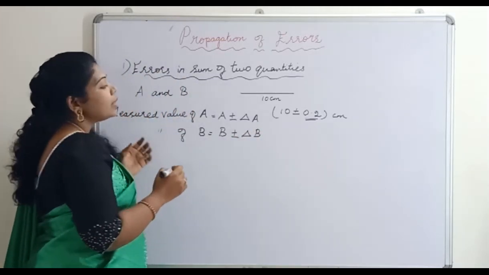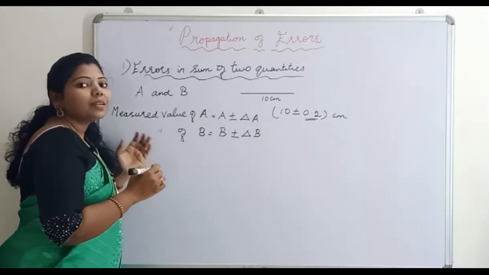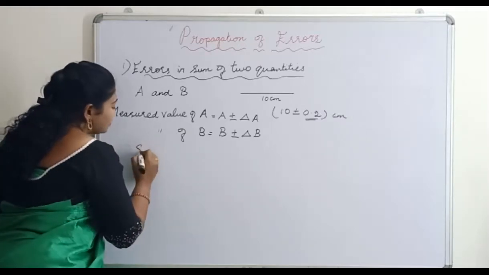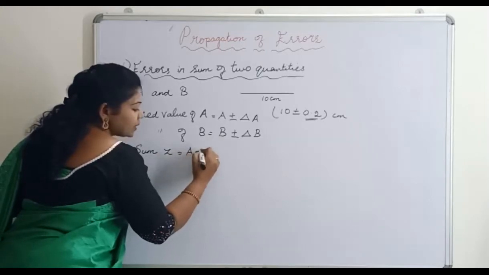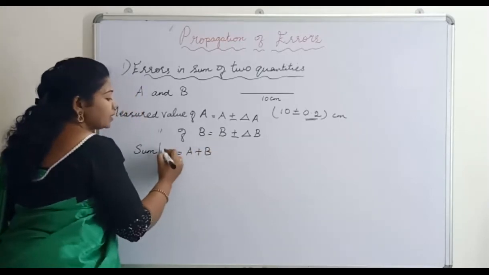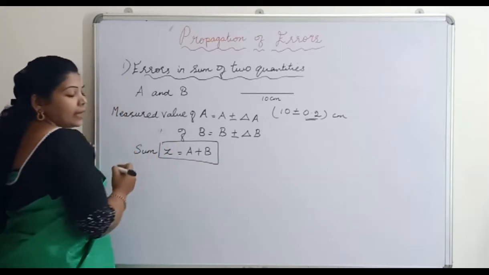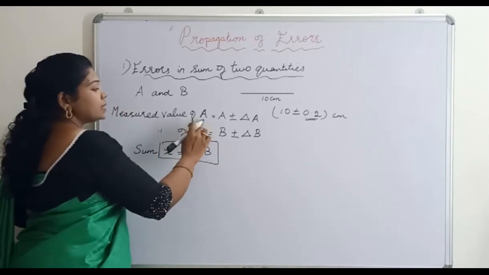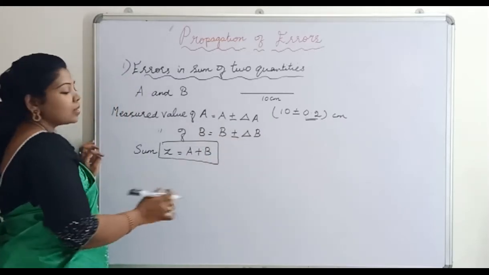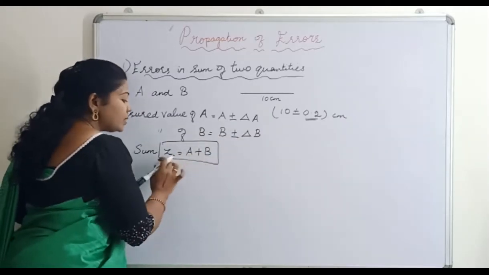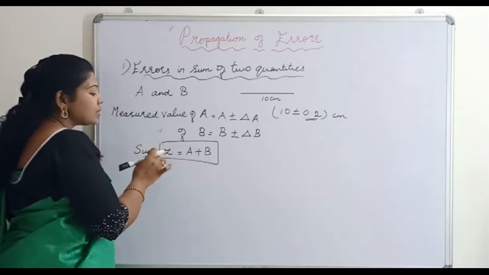Now I am going to add the lengths of the two wires. So the sum Z is equal to A plus B. Here this A has some error, B also has some error. So when I add this A and B, this Z will also have some error.